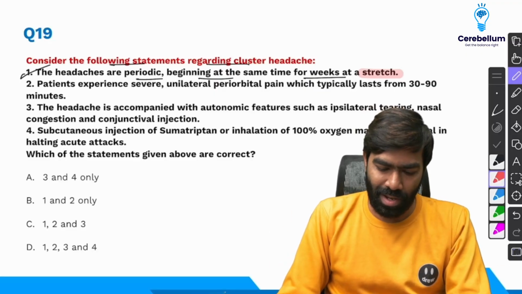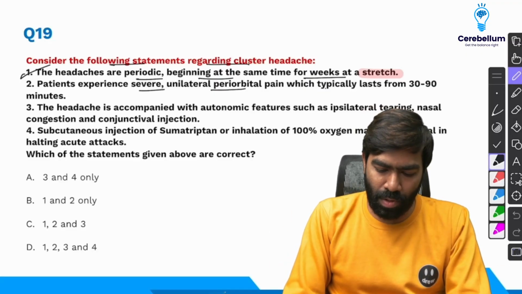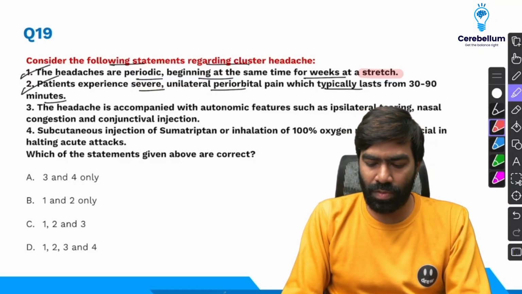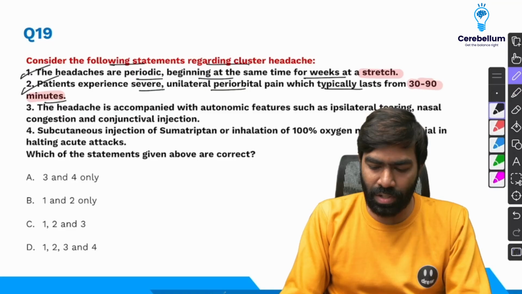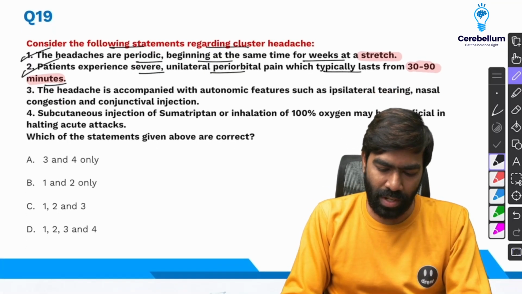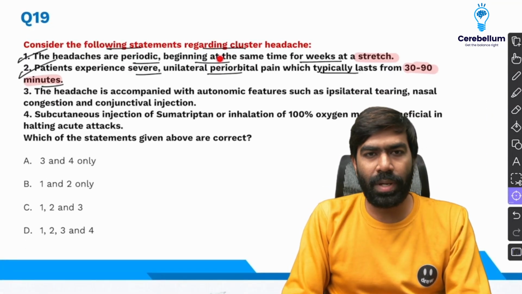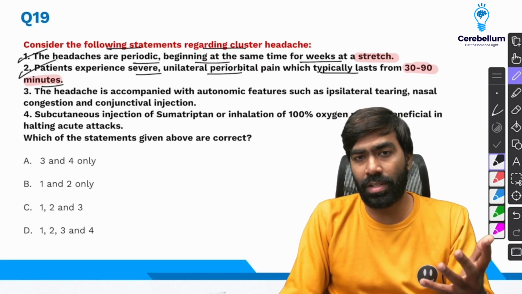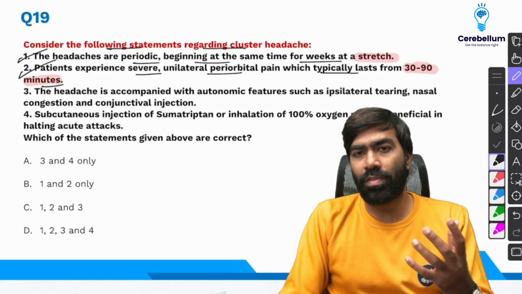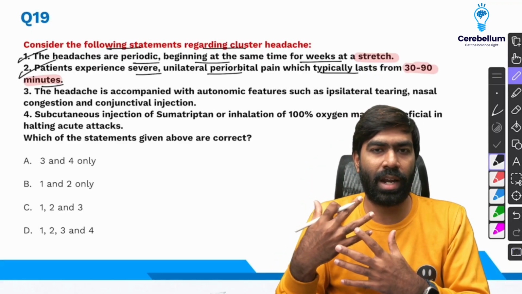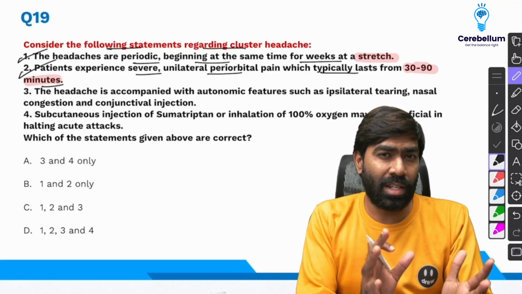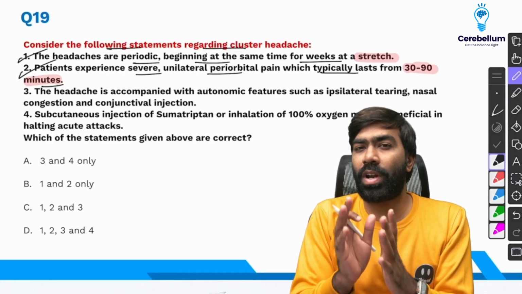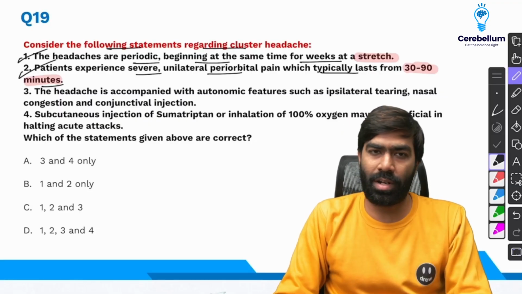And patients experience severe unilateral periorbital pain which lasts for 30 to 90 minutes is also right statement. In fact, the typical duration of cluster headache is going to be somewhere around 30 to 90 minutes or 30 to 180 minutes depending on the textbook you read. And you're going to have the typical periorbital pain, and it's going to affect only one side. In fact, these trigeminal autonomic cephalgias are so characteristic that's going to affect only one side of the face and head, and that is the reason why they are termed as something called as side locked headaches. The most common type of trigeminal autonomic cephalgia is going to be the cluster headache.